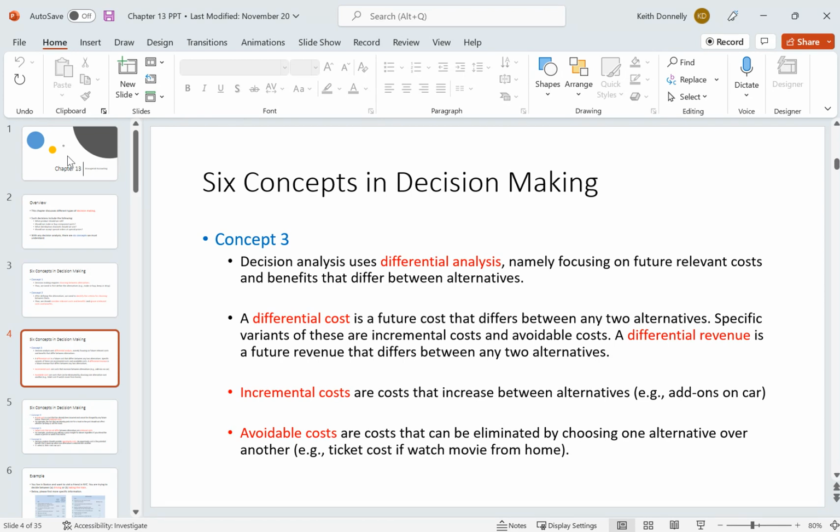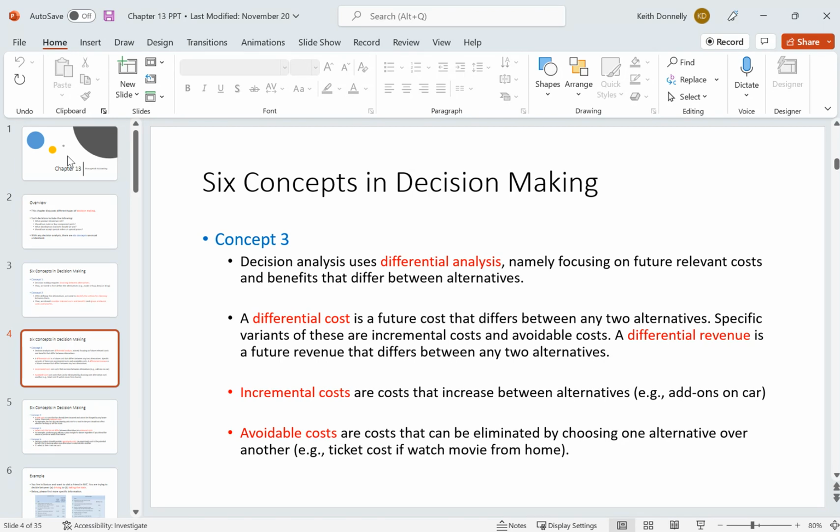All right, let's look at concept 3 here. It says decision analysis uses differential analysis, namely focusing on future relevant costs and benefits that differ between alternatives. All right, so let's see how they define this here. A differential cost is a future cost that differs between any two alternatives. Specific variants of these are incremental and avoidable costs. And then a differential revenue is a future revenue that differs between any two alternatives.